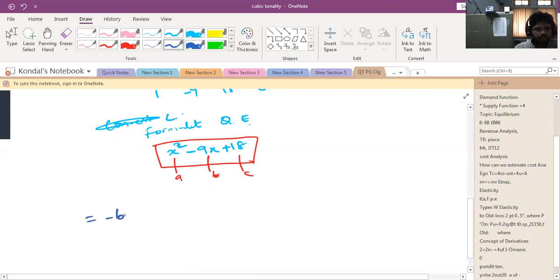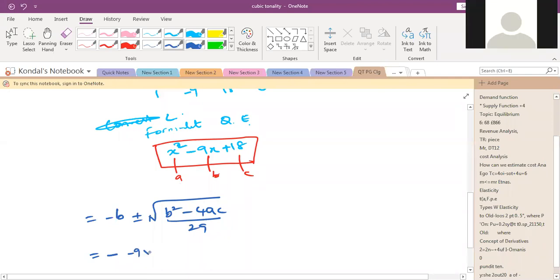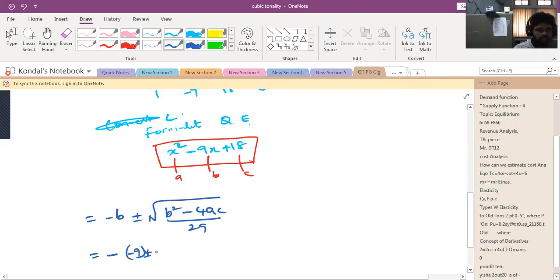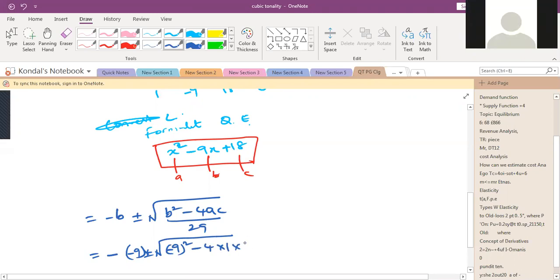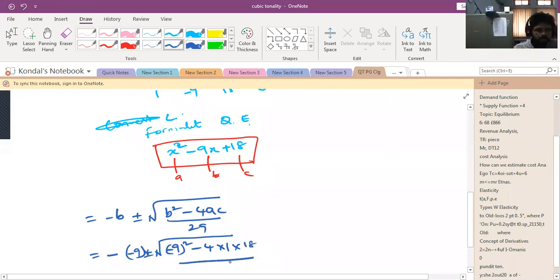x is equal to minus b plus or minus under root b square minus 4ac, divided by 2a. So what is the b value here? Minus 9. Minus of minus 9, plus or minus under root, b is minus 9, whole square, minus 4 into a, which is 1, and c is 18, by 2a.